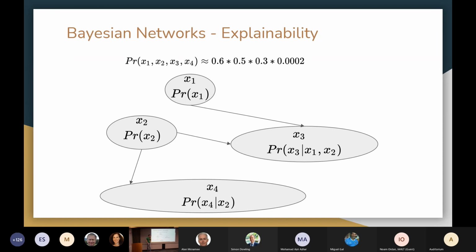What about explainability? If we look at the numbers and we see, for example, that for x1 we get 0.6, for x2 0.5, for x3 0.3, and here for probability for x4 given x2 is, for the sake of the example, this number here, 0.0002. So a low probability. So I'm going to say, okay, this is really our fraud reason. The combination of x4 and x2 is really providing us with the fraud reason.